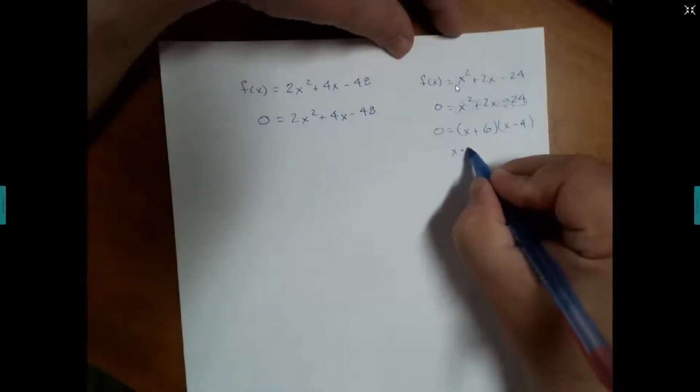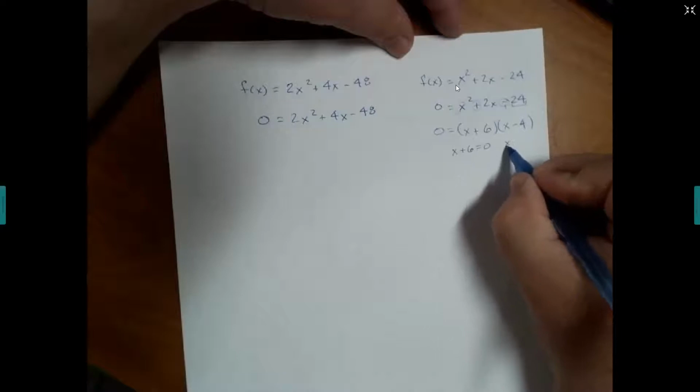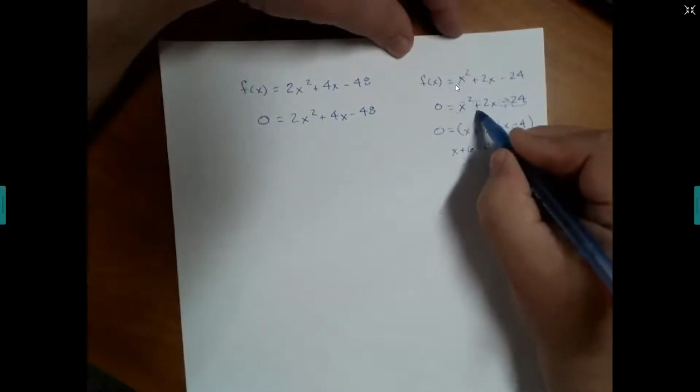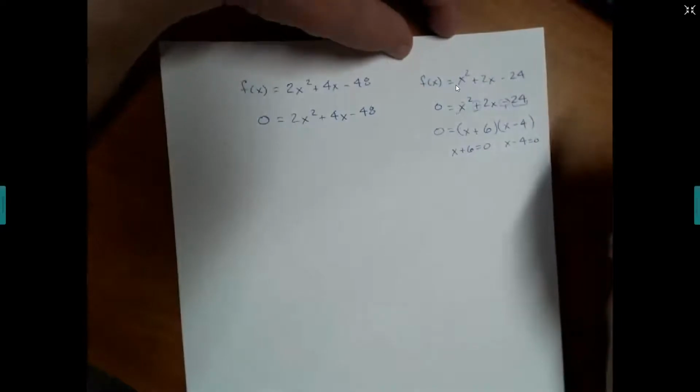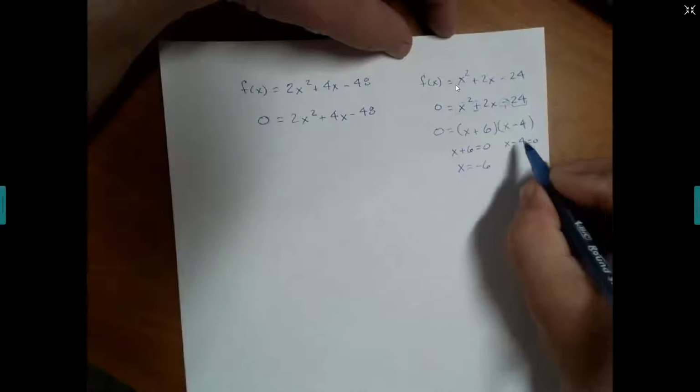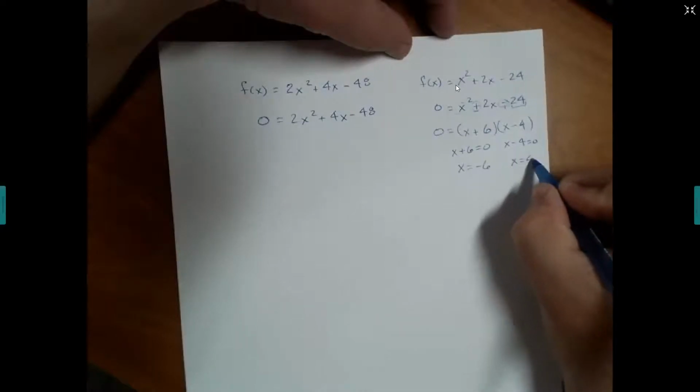Set both of those equal to 0. The first sign. The bigger number gets the first sign. So x is equal to -6. X is equal to 4.